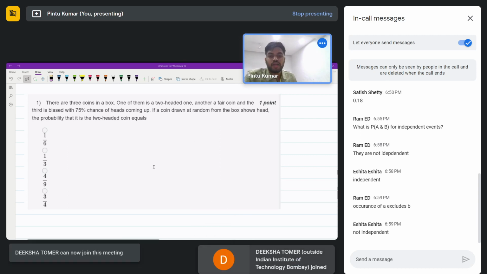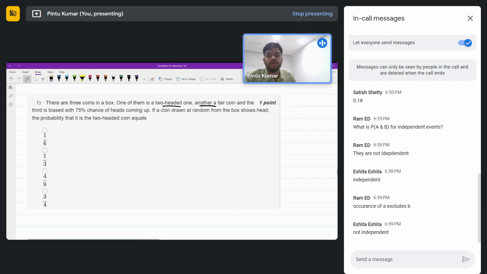Okay. And another coin is a fair one. So the first coin was a two-headed coin. The second coin is a fair coin. And the third coin is a biased coin. There are 75% chances of head coming up. So for coin one, we have two heads. Coin two is a fair one, so 50-50% chance. And coin 3 has 75% chance of head and 25% chance of tail.